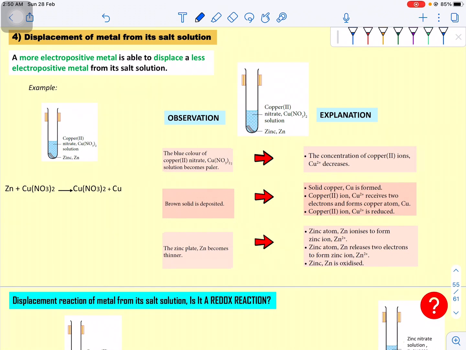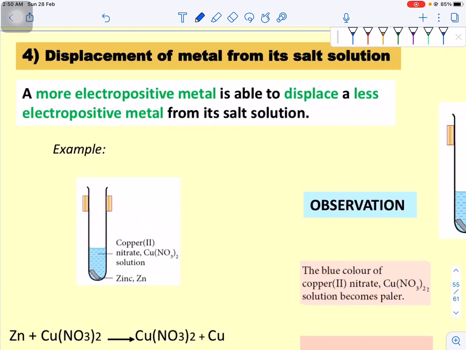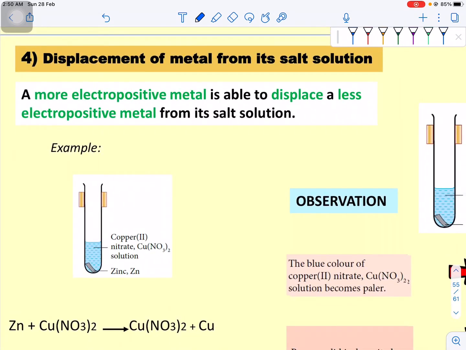Okay, we're going to continue with another application of redox, under the subtopic displacement of metal from its salt solution. So how does this happen? This happens based on the concept that a more electropositive metal will displace a less electropositive metal from its salt solution.